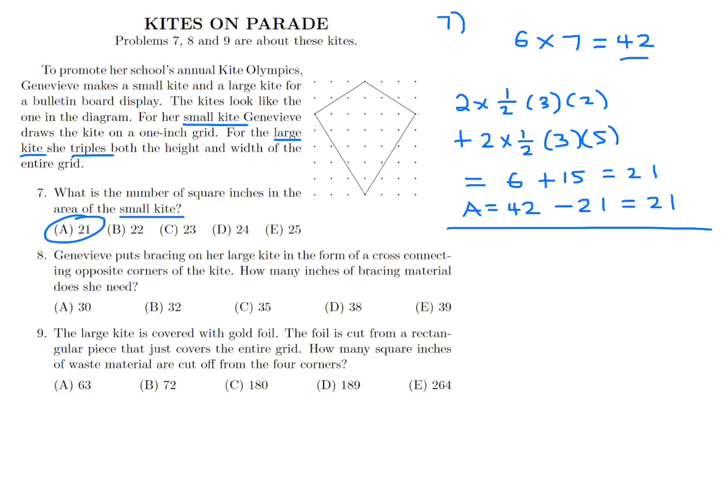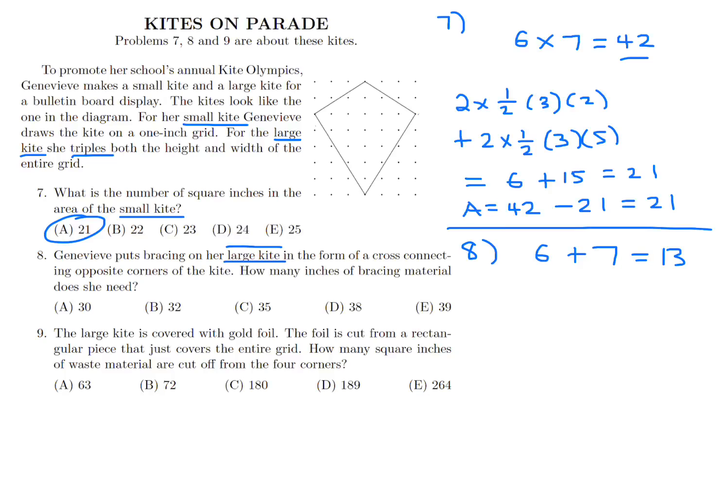Number 8, Genevieve puts bracing on her large kite in the form of a cross connecting opposite corners of the kite. How many inches of bracing material does she need? So she's putting this bracing material right here, connecting opposite corners, like that. All right. So how many units is that? 1, 2, 3, 4, 5, 6 across, plus 1, 2, 3, 4, 5, 6, 7 down. So that's 13. But this is the large kite.